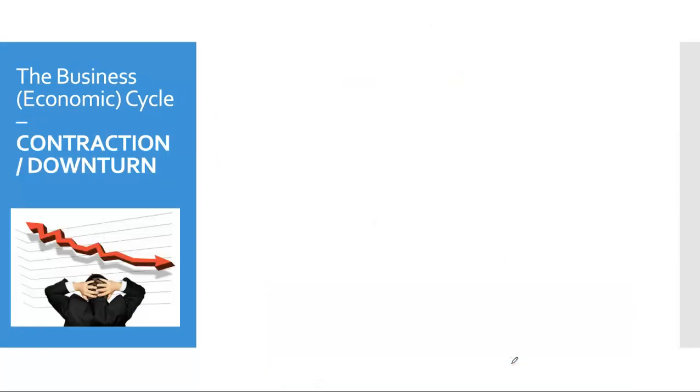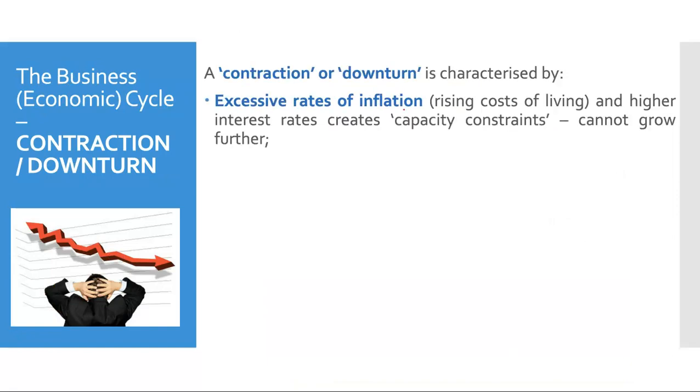This leads to a contraction or a downturn. It is characterized by potentially excessive rates of inflation. So think about the peak, price rises were going up. This is going to lead to an excessive rate of inflation, and this leads to higher interest rates. And this creates capacity constraints. This is where we're starting to get to the point where we can't grow any further because our prices are going up. The price of debt is going up. We've reached the point where we have to have a downturn.